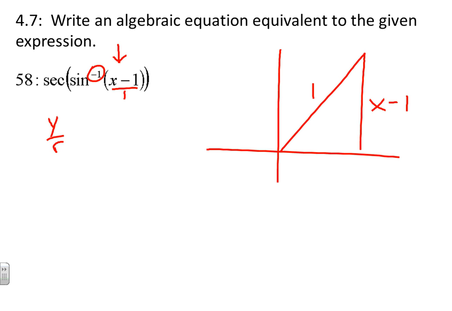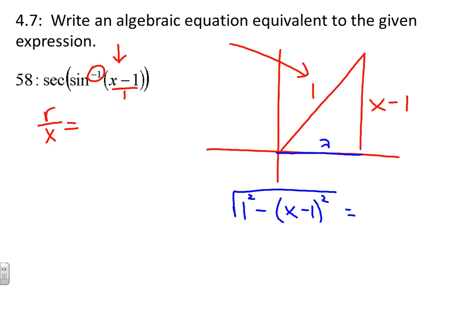Okay, now for secant, reciprocal of cosine x on r, I need the r on x from this triangle, which means I do need to find my x value along here. So I'm going to do some Pythagorean work. That would be 1 squared hypotenuse squared minus one of the short sides, x minus 1 squared, square root equals the other short side if I call that a. I didn't want to call it x, I think, for obvious reasons.